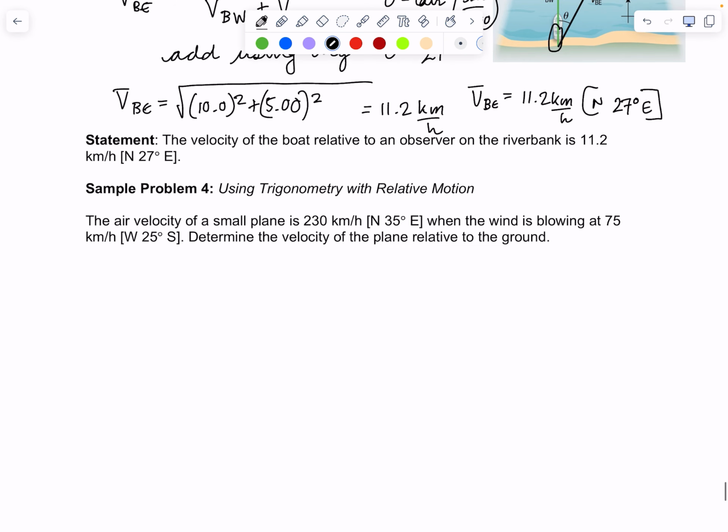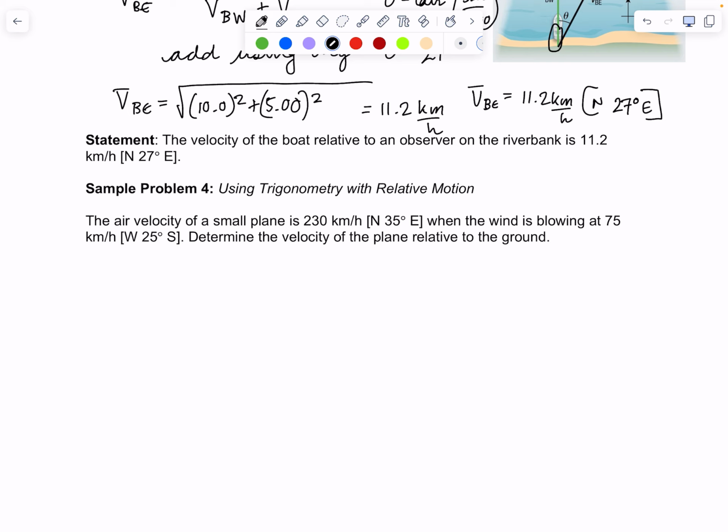The air velocity of a small plane is 230 kilometers per hour, 35 degrees east of north, when the wind is blowing at 7.75 kilometers per hour, 25 degrees south of west. Determine the velocity of the plane relative to the ground.